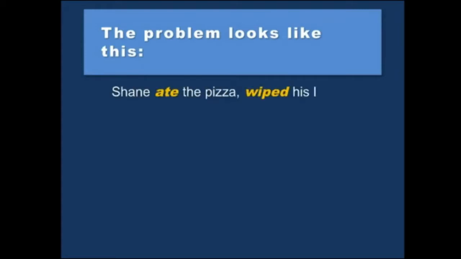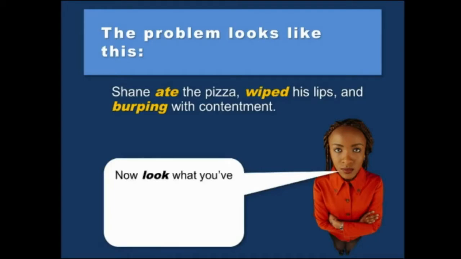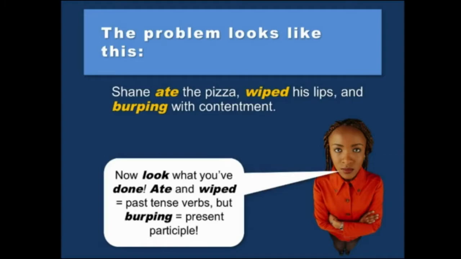So let's try our sentence again. Shane ate the pizza, wiped his lips, and burping with contentment. Ate and wiped are still past tense verbs, but burping is a present participle.